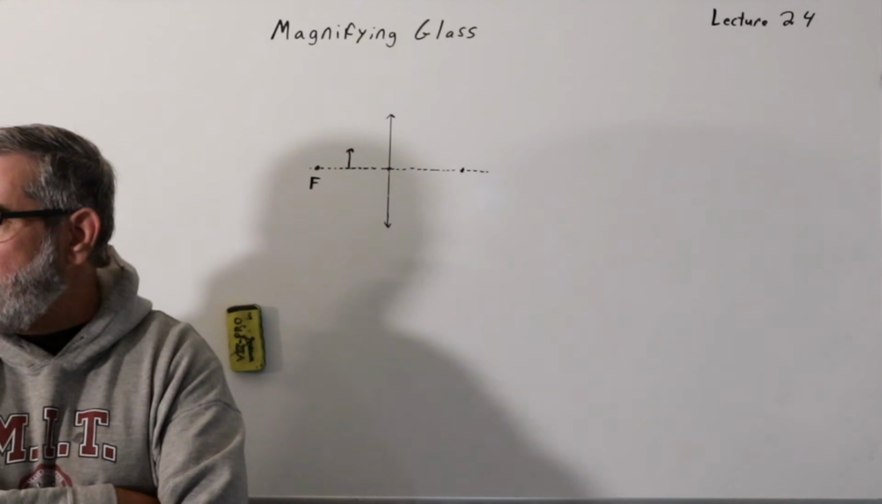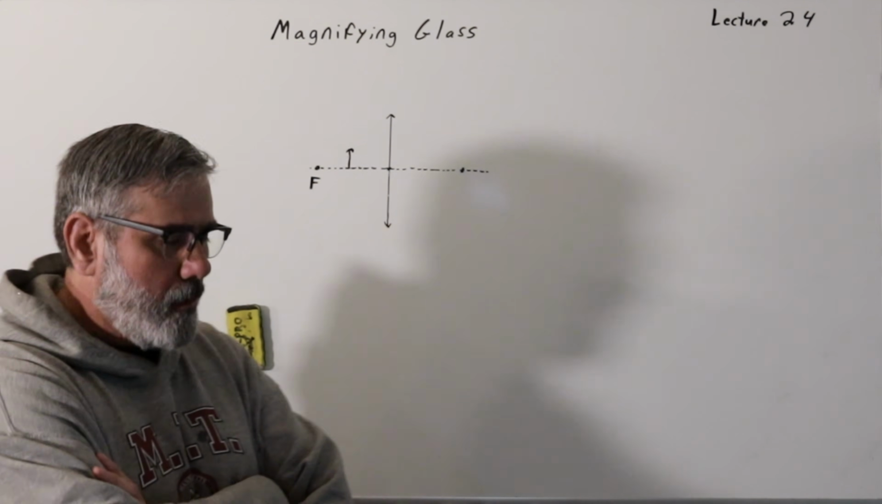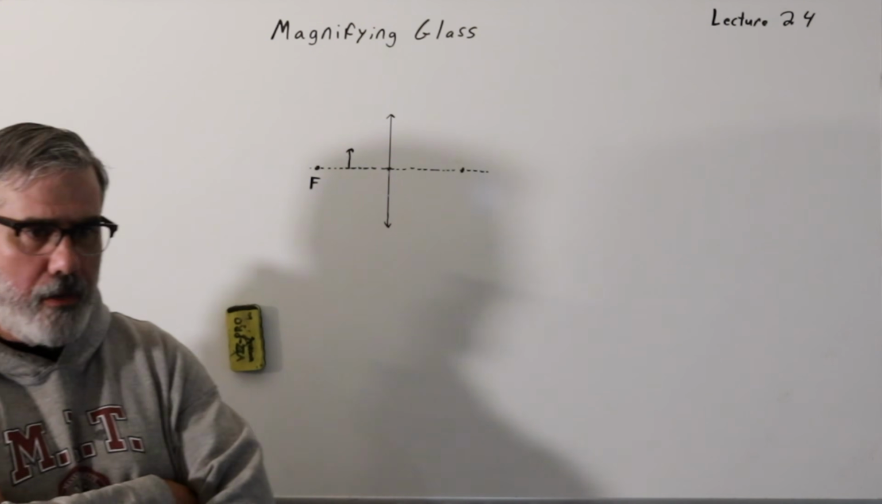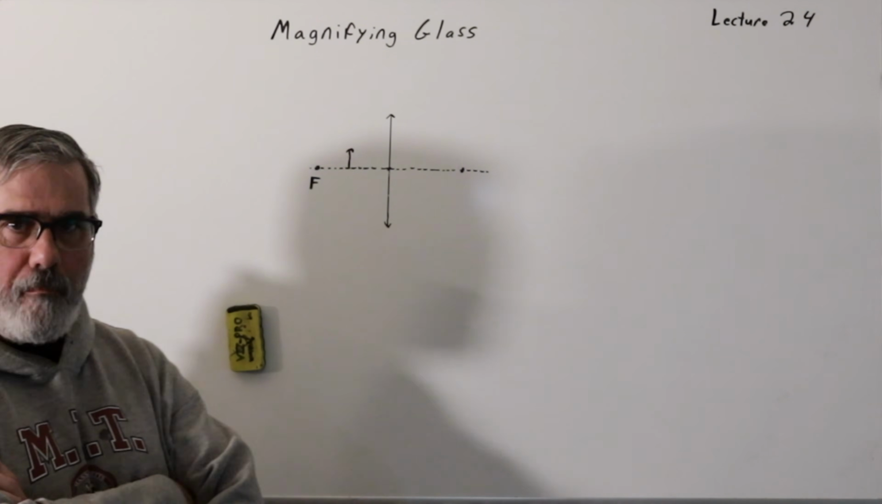In lecture 24, we're going to talk about the magnifying glass. This will be important for some later discussions that we have on microscopes and telescopes. So we need to really understand how a magnifying glass works.